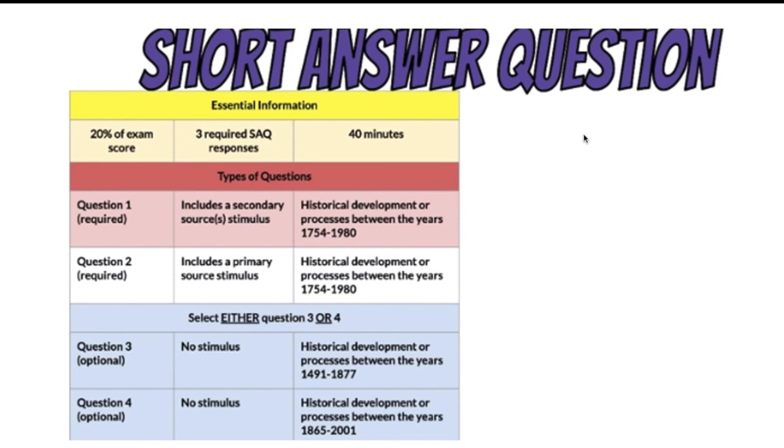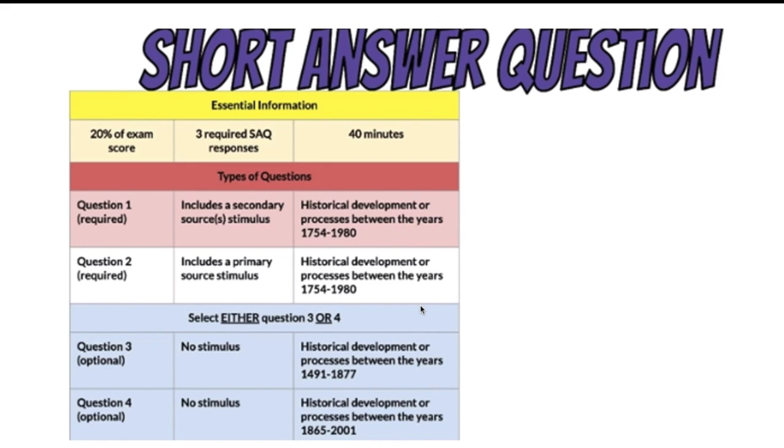Now some essential information about the SAQ. As you can see, it's 20% of your score, 3 required SAQ responses, and again, you get a total of 40 minutes. So question 1, which is required, will include most likely 2 secondary sources as the stimulus. It will most likely be an opposing viewpoint on a historical development. Remember, it is very possible and even common for 2 legit historians to have different takes on an event in history. This will come from the time period of 1754, which is the beginning of the French and Indian War, to 1980. Again, you are required to answer question number 1.